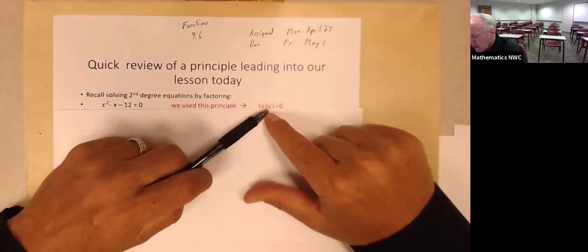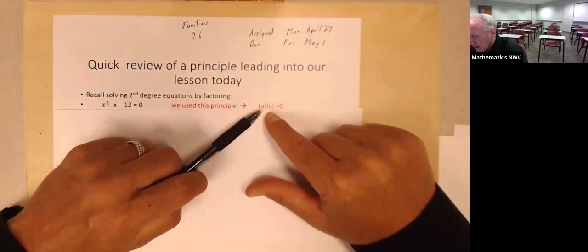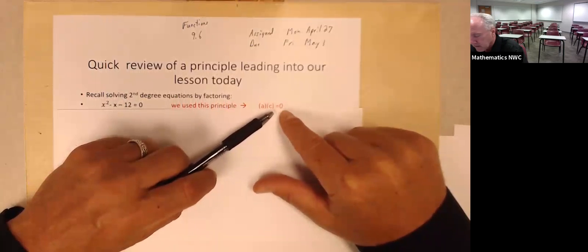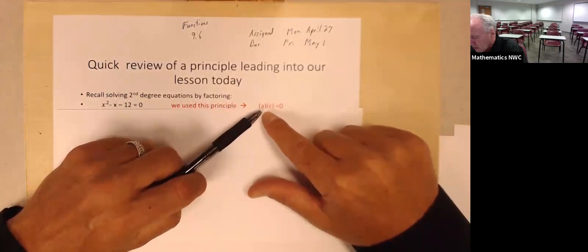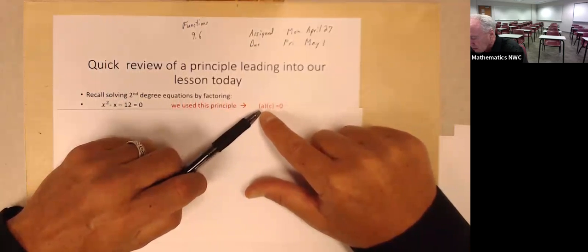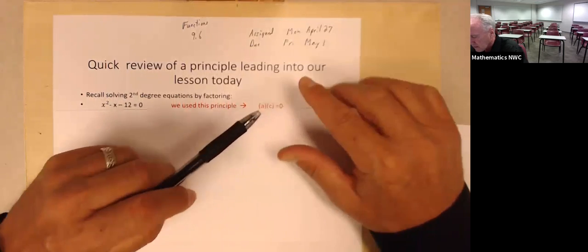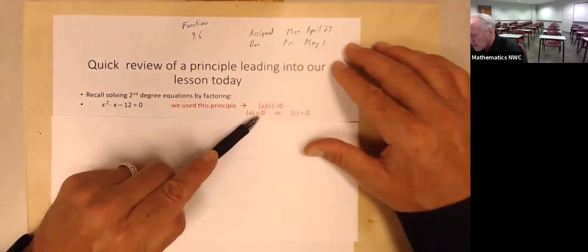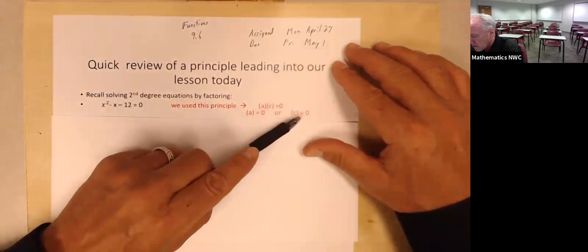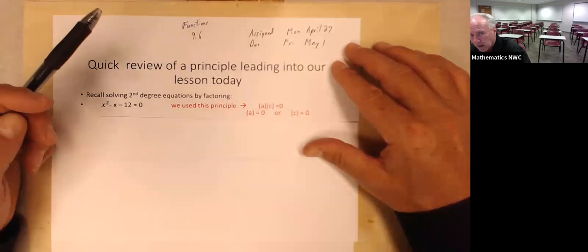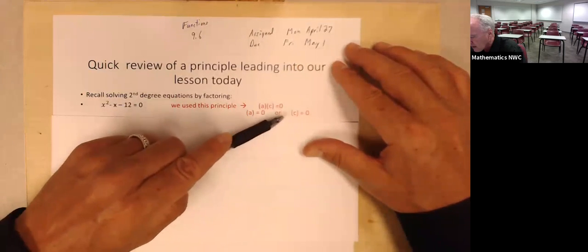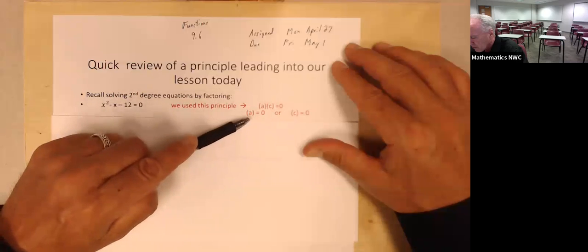If I have two things that are being multiplied and their product is 0, we know either the first thing, A, has to be 0, or you know that the C has to be 0. In other words, we would know the A has to be a 0 or the C has to be a 0. And technically they could both be. But we know at least one of these has to be true.